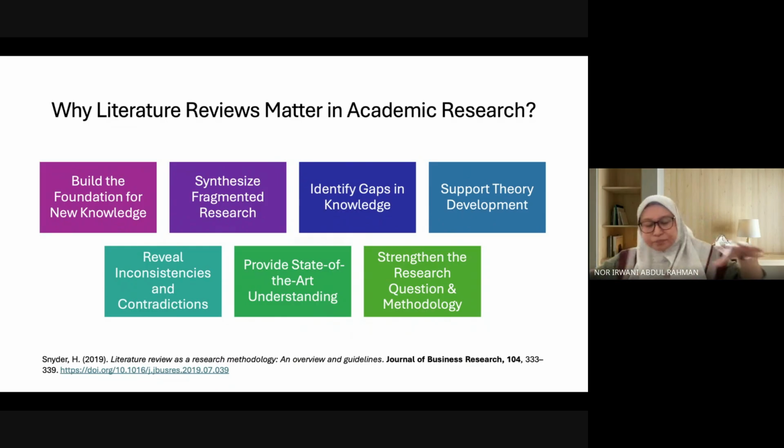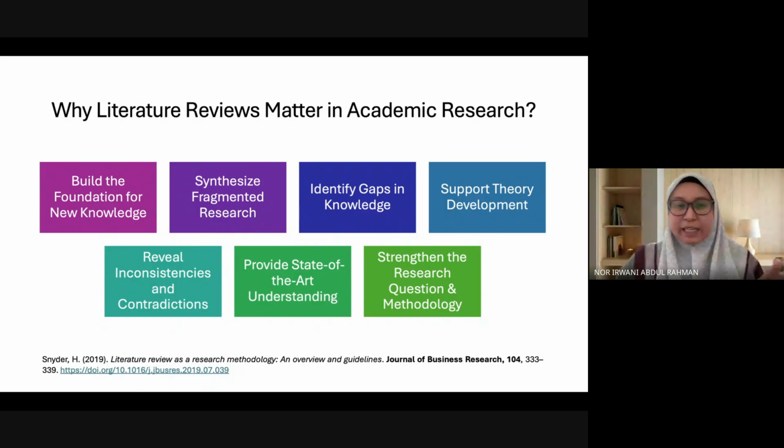LR, chapter 2, is the heart of the thesis. Because everything starts with research, and research, because we would like to contribute to the body of knowledge in the specific area. Of course, everything starts with the LR. You build the foundation, the basis of your theory.